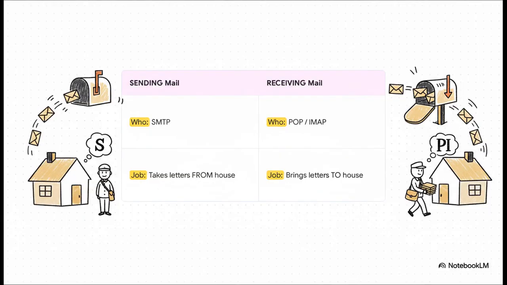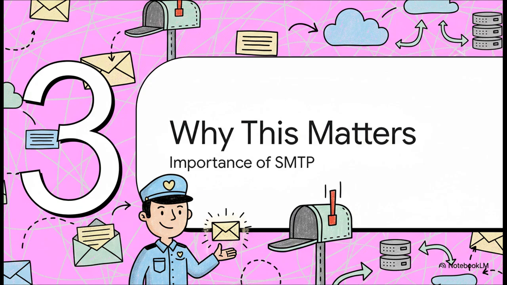So, you might be wondering, if SMTP only sends mail, who brings it to you? Well, for that, there are other internet postmen, and you might have even heard their names before, like POP or IMAP. It's simple, really. SMTP's job is to take letters from your house. POP and IMAP are the delivery people who bring letters to your house. 2 different jobs, 2 different sets of rules. Okay, so it's a simple set of rules for a digital postman. I get it. But why does this one little idea matter so much to all of us?